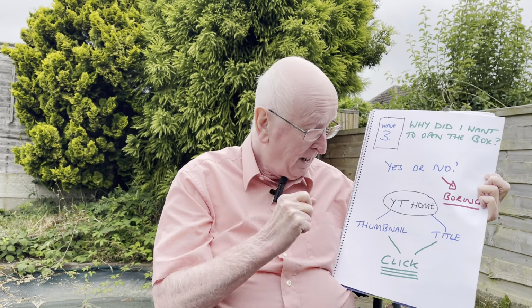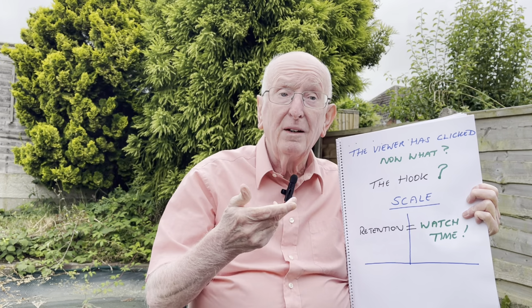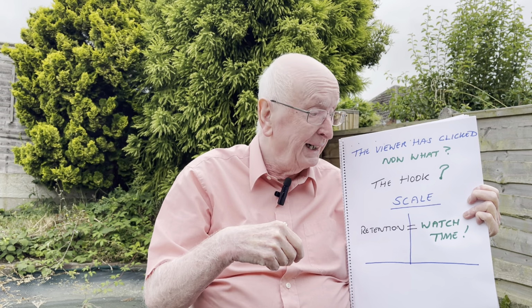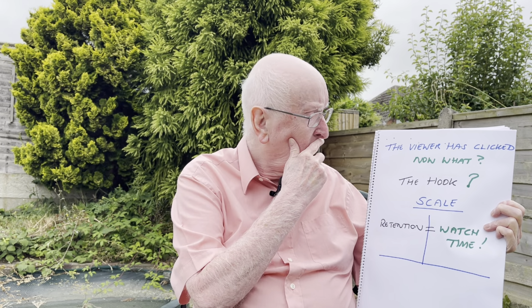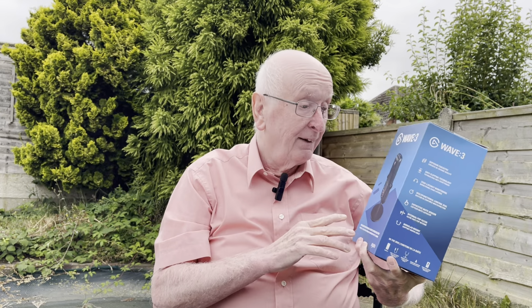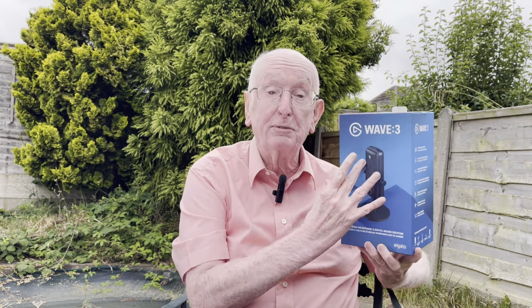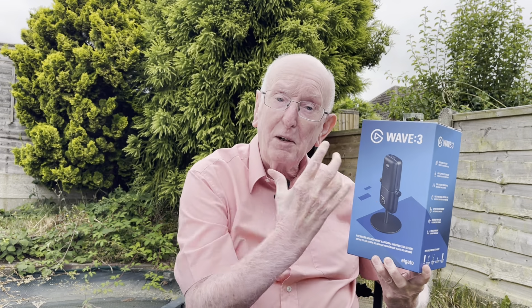So what happens when the viewer has clicked? Well, YouTube measures that as CTR, click-through rate, but the viewer has clicked. Now what? What is the hook? And the hook is the beautiful thumbnail and title. It's got to be clear. It's got to stand out amongst maybe 50 video thumbnails. It's got to be appealing. You're going to make the person feel excited or curious.